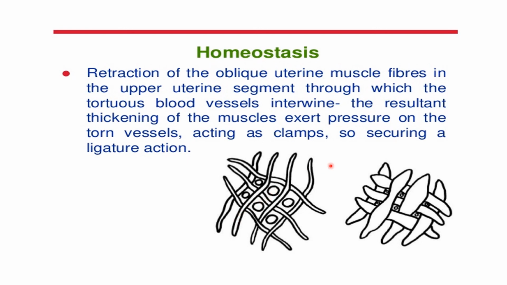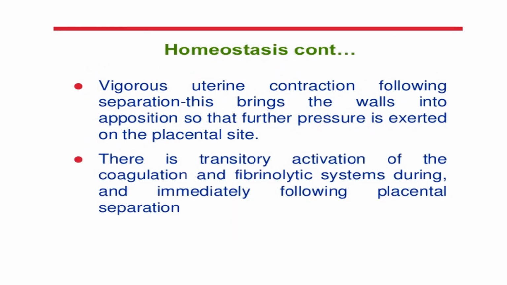So what will happen is, immediately these living ligatures, or these oblique muscles, will get contracted. So here it is getting contracted. You see, it will come together. So this will compress the blood vessels and exert pressure on them, and it will act like a clamp or ligature, and it helps to prevent bleeding after the delivery of the placenta.